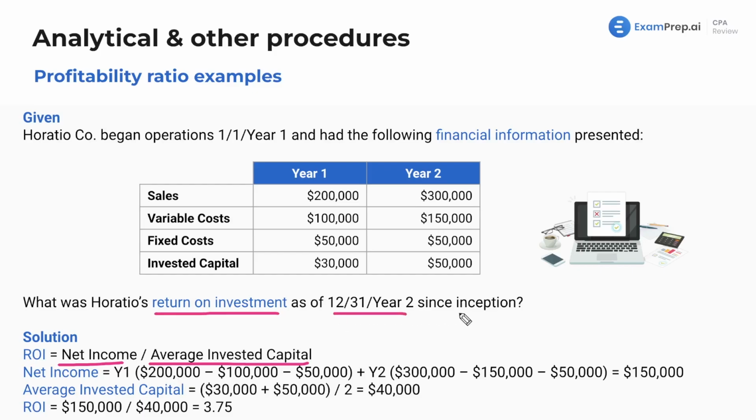So we want the full 2 years worth of net income, which is why we're adding up all the amounts, getting $150,000 of net income the first 2 years. Then average invested capital for the first 2 years, 30,000 plus 50,000 divided by 2 gives us 40,000. 150,000 divided by 40,000 gives us 3.75. Very good, very good. Moving along and having a good time.